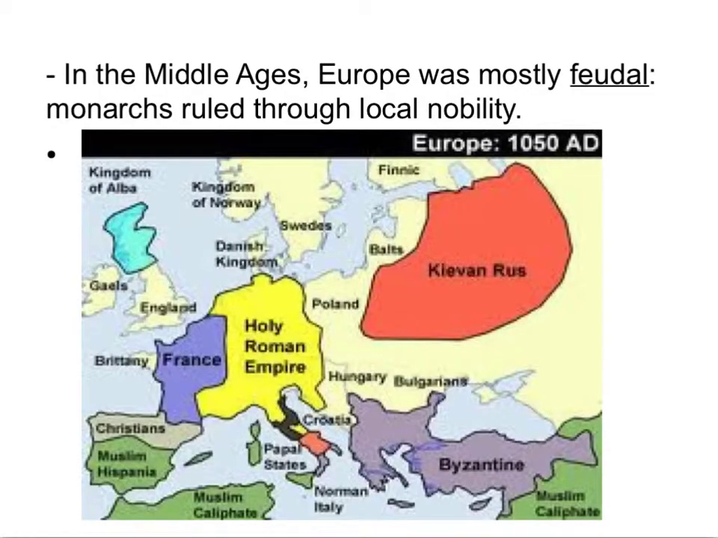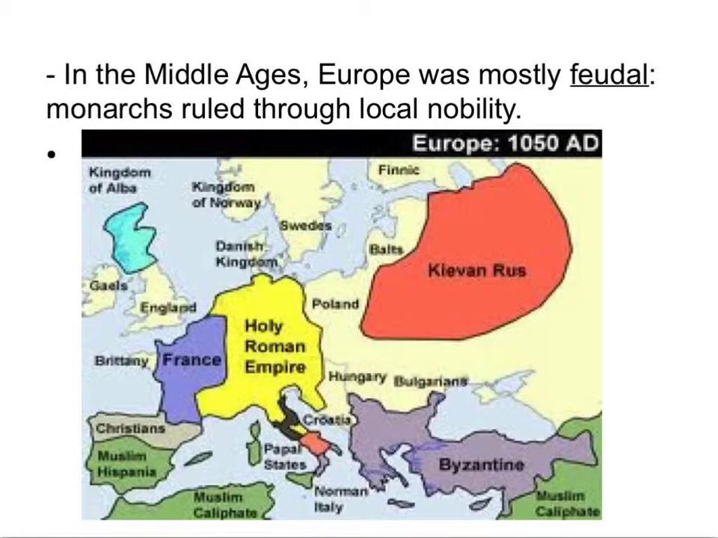So, in the Middle Ages, we're going way back now, Europe was mostly feudal, and this involved monarchs, or mostly kings, sometimes queens, ruling through local nobility, by which I mean the bigwigs in a given smaller area. So like a count, or a duke, or a baron, that kind of person is a noble, and together they make up the nobility.